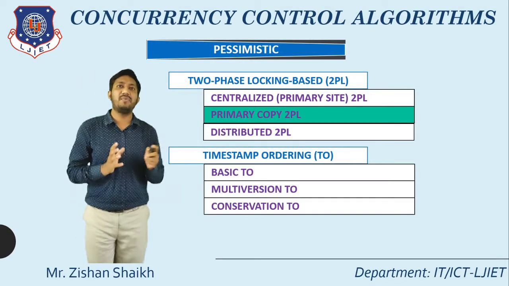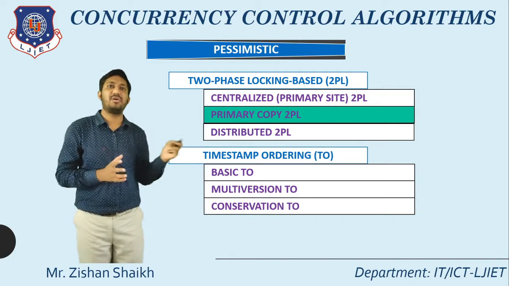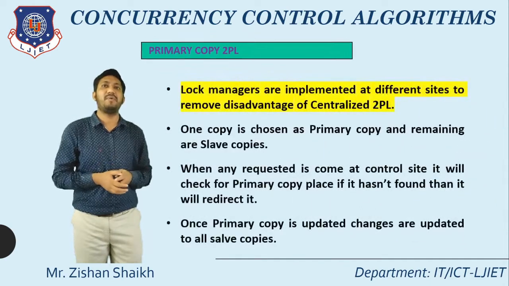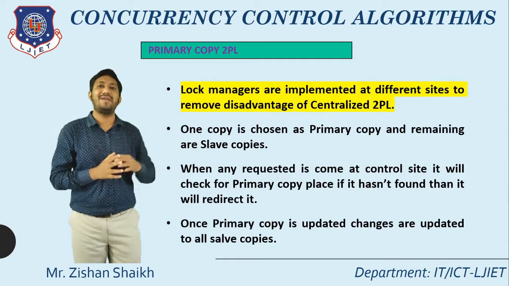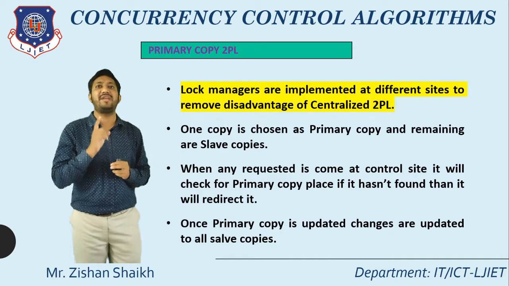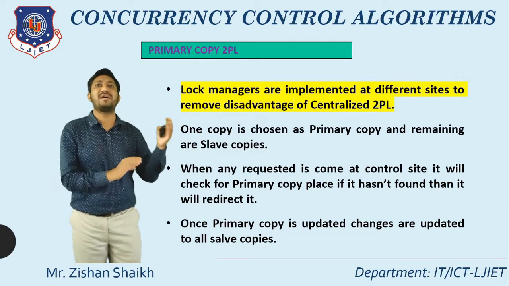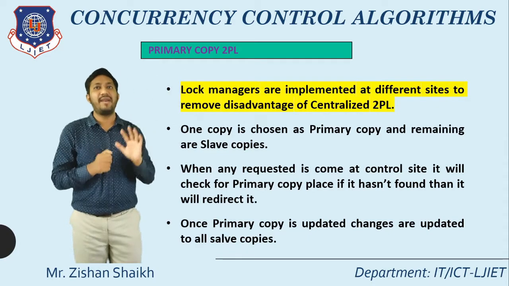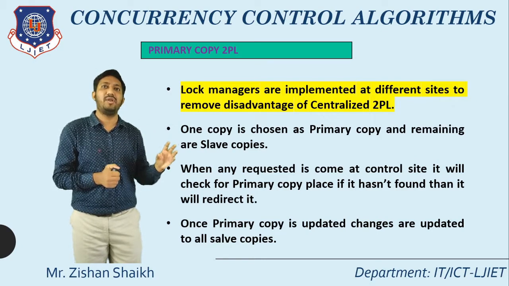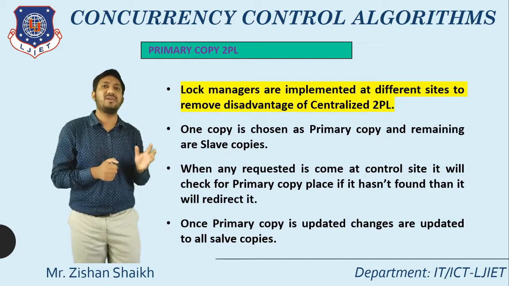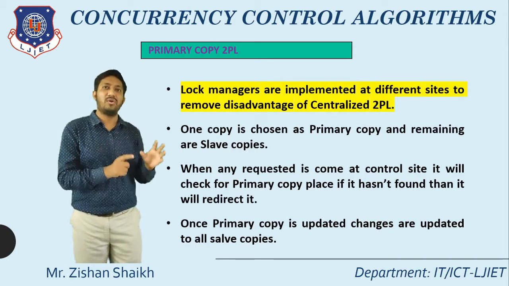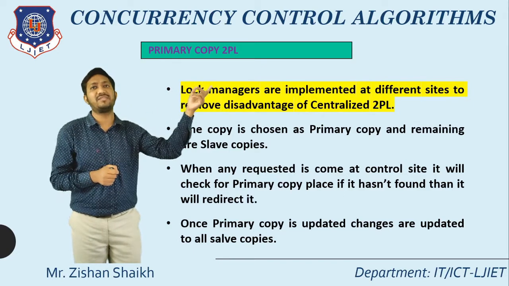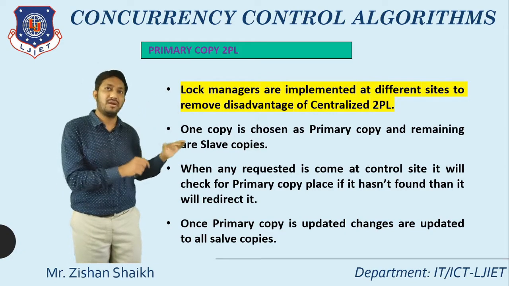To remove the disadvantage of centralized two-phase locking, we use the next one, the primary copy two-phase locking protocol. Here, in primary copy 2PL, lock managers are implemented at different sites. Not only a single site is managing all these things. Multiple copies are generated and those copies are available at different sites. That means the concept of a replica. So a replica of your lock manager scheduling is available at different sites. The advantage of this algorithm is that if any site fails at a particular time, another replica is available at a different site. So the whole system is not down.